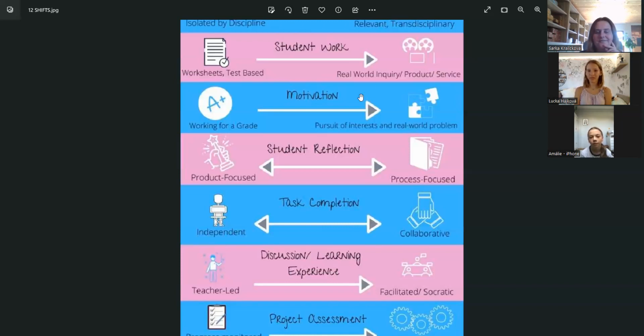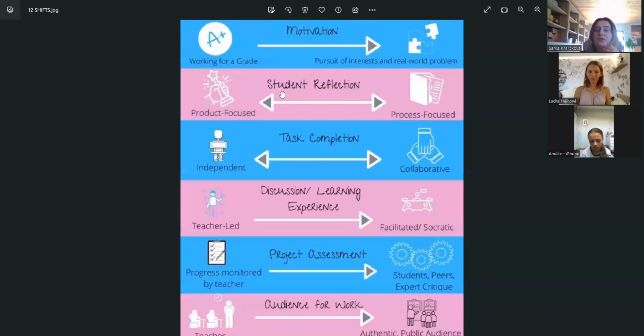Go ahead, Lucy. I think for me it's the same as for Amy. I would also choose solving the real world problems because working for a grade is pointless. Yeah. Why is it pointless? What is the reason that it's pointless? It's like we study just to get something that we can't even see. Like what is it for? Yeah, nice.